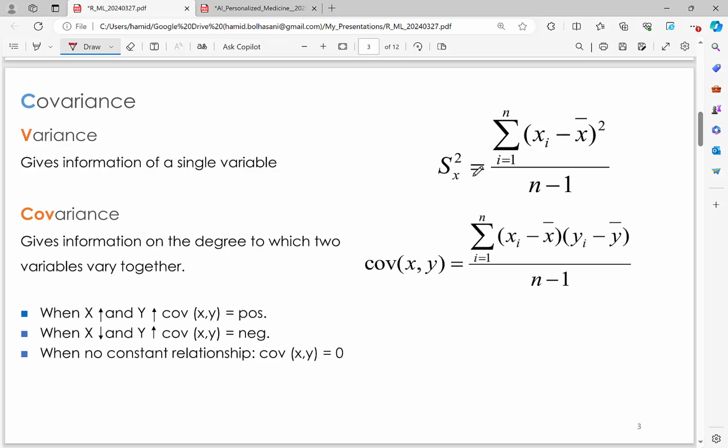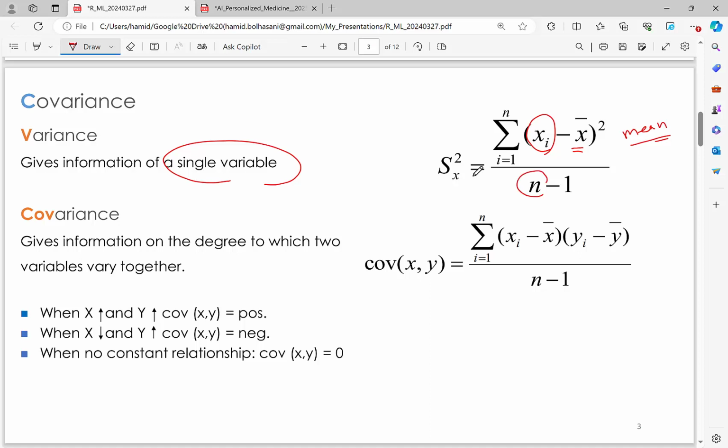Okay, so first of all we should define variance and covariance. First of all, let's define variance. Variance gives information on a single variable. Please note that it's related to a single variable. In the formula we can see it as squared, where x is the observed data, x-bar is the mean or average of all data, and n is the number of all data.